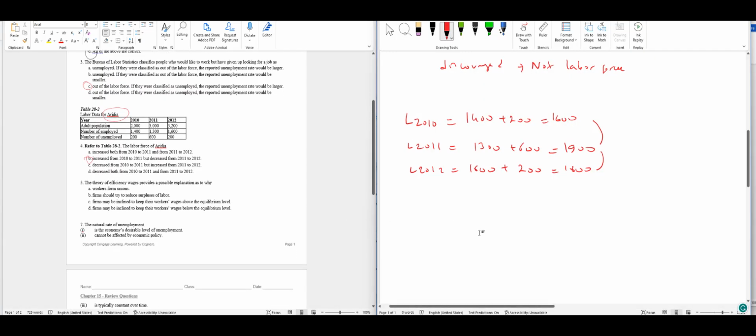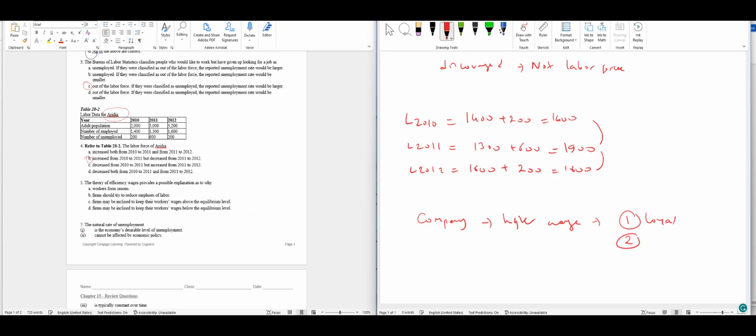Question 5. The theory of efficiency wages provides a possible explanation. The efficiency wage theory says that companies pay higher wages voluntarily. There is no rule or regulation. They do that because they want their workers to be loyal. They want their workers to work hard, and they want their workers to be healthy, and they want to reduce the turnover. So for that reason, the right answer is firms may be inclined to keep their workers' wage above the equilibrium.